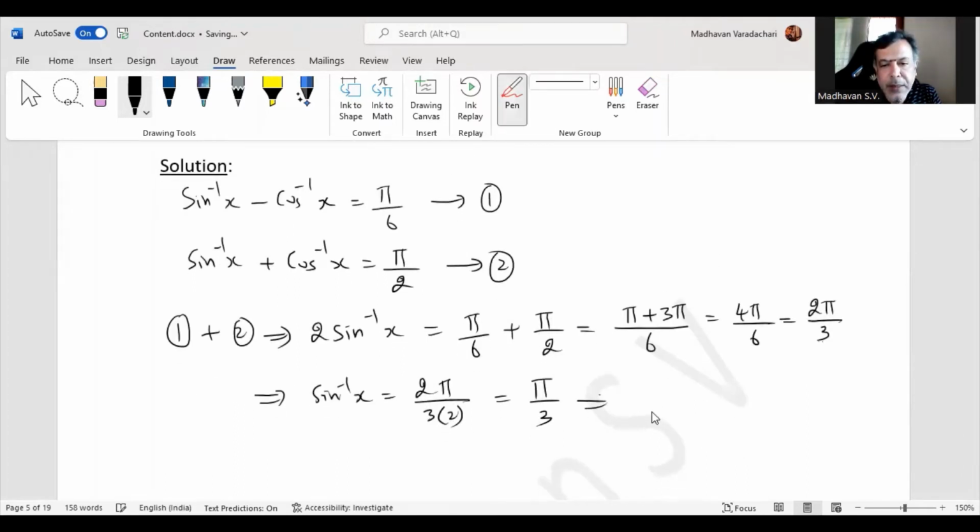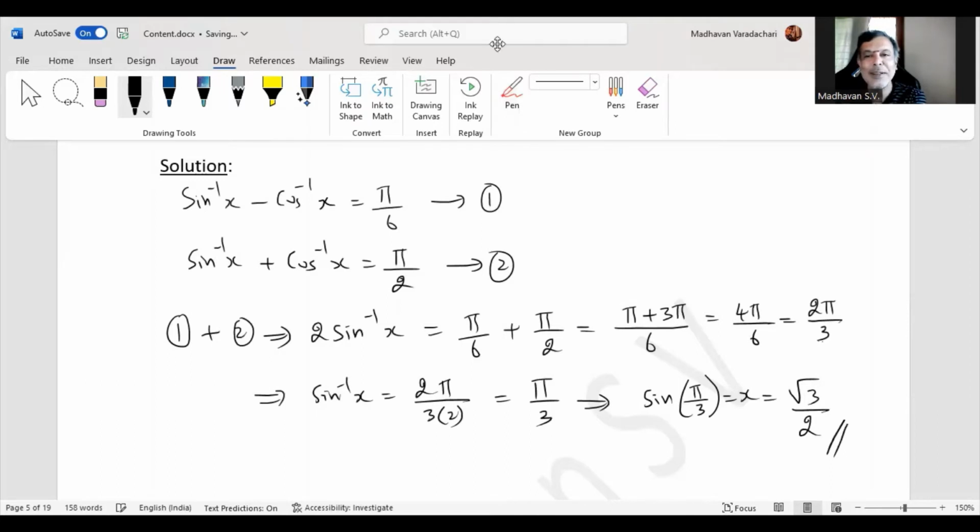Which means our sine of pi by 3 is x. So sine pi by 3 means it is sine 60. Sine 60 is nothing but root 3 by 2. So that is the solution for this particular problem.